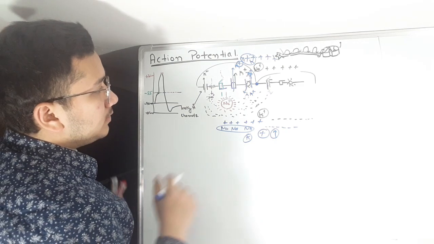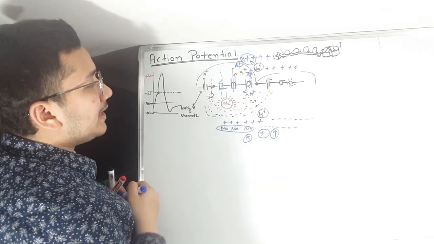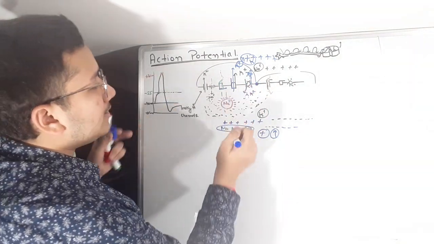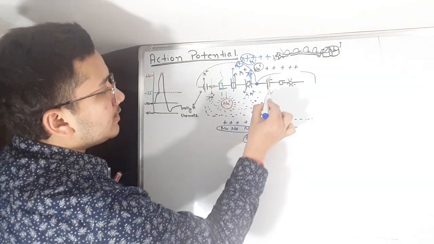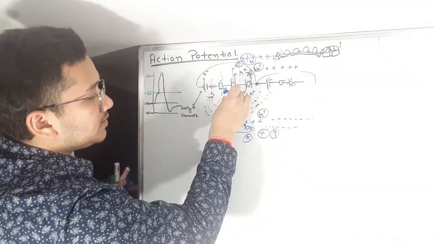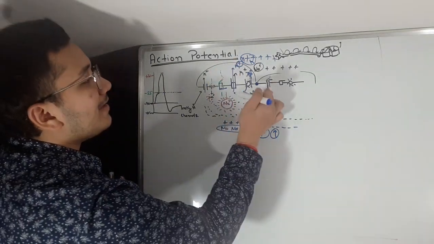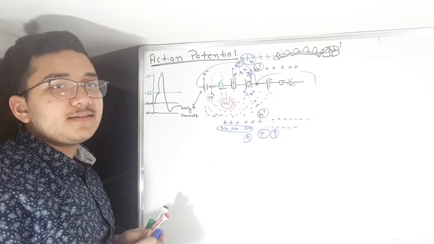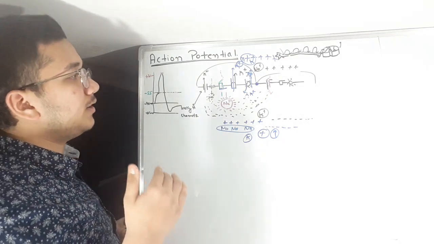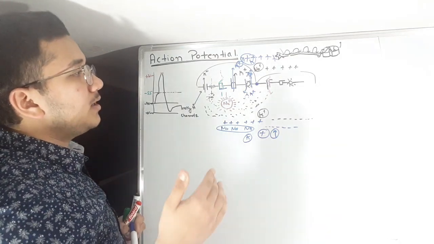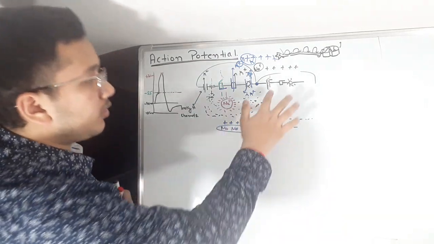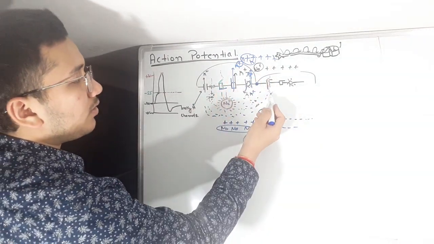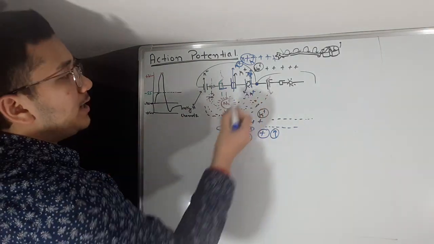So this is a function of our ATPase, right? When this process occurs in one segment, the Na+ and K+ are being repolarized, and then this is getting depolarized. So the process of action potential, we can say, is the fluctuation of ions, where depolarization is followed by repolarization.